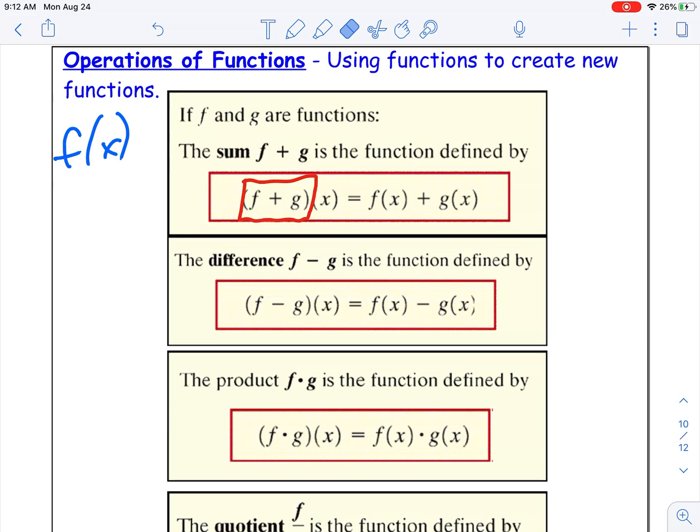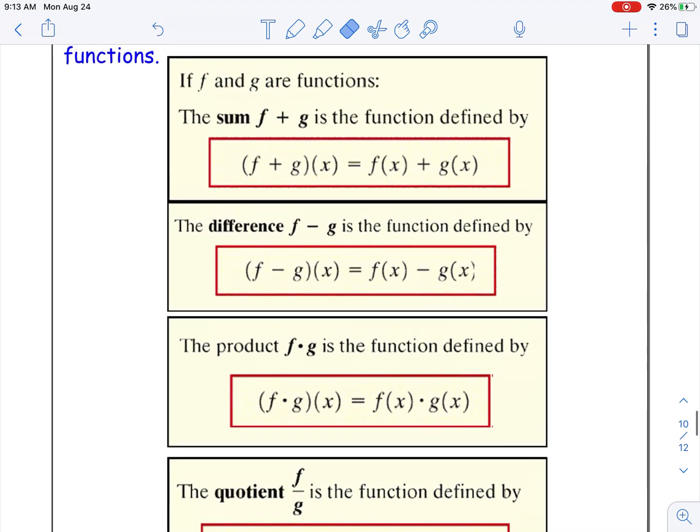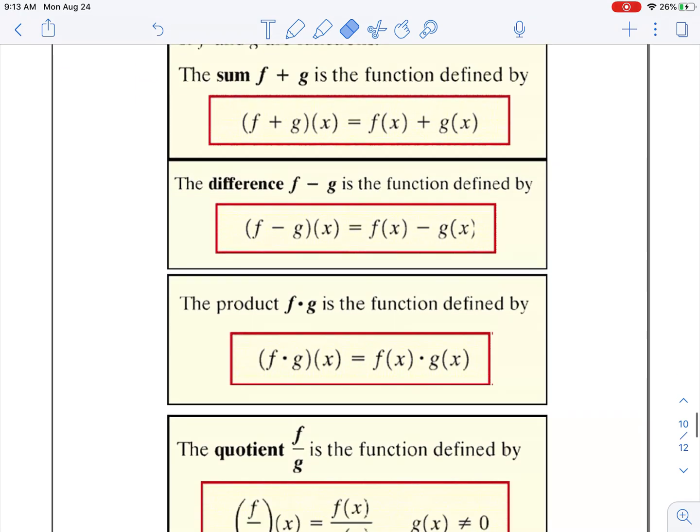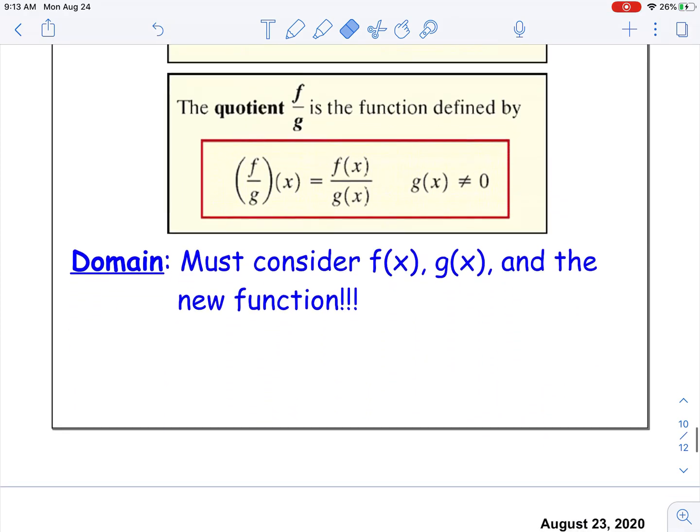Now, to make that function, you're adding f and you're adding g, the 2 functions, but this here on the left-hand side is a completely new function, right? I'll show you what I mean by that shortly, okay? So nothing here really too complicated. Subtracting is subtracting the 2, multiplying is multiplying the 2.